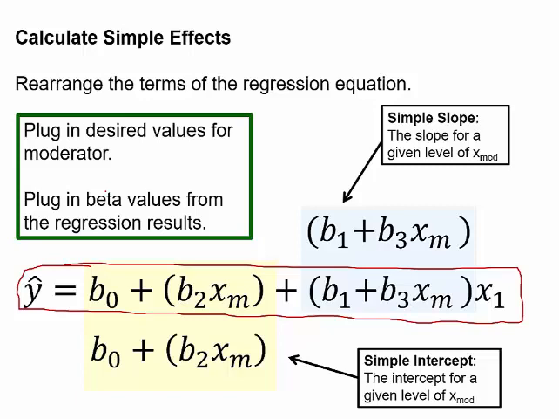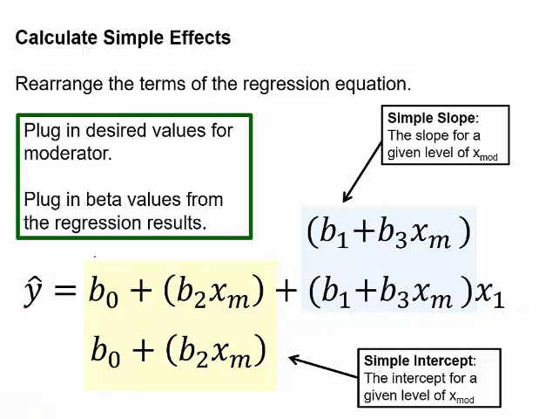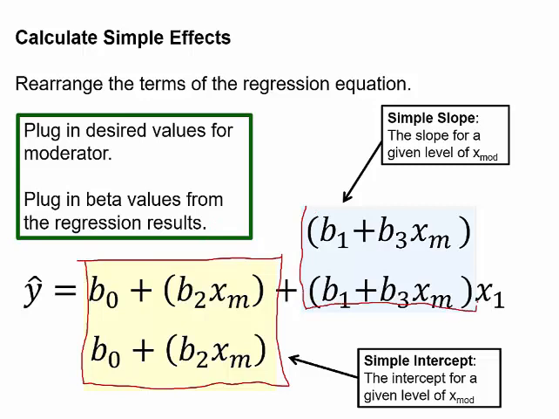I've just rearranged the terms around. And when I rearrange the terms this way, this part here is going to give me a value for the simple intercept for each group. And this part here will answer the question about what is the slope for each group.